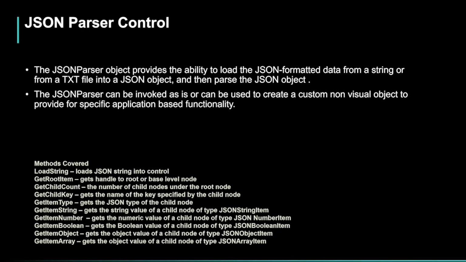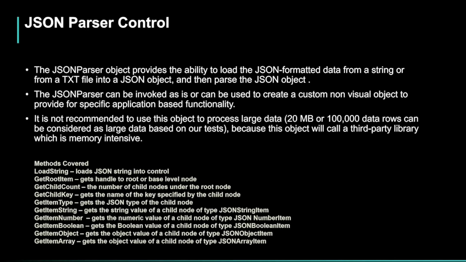This is a list at the bottom here of some of the methods we're going to cover, primarily just loading data into the control, and then some of the ways you get the information out. Appian does not recommend you use this control with large amounts of data, and they define that either 20 megabytes or 100,000 rows.